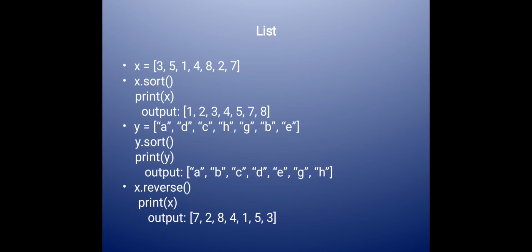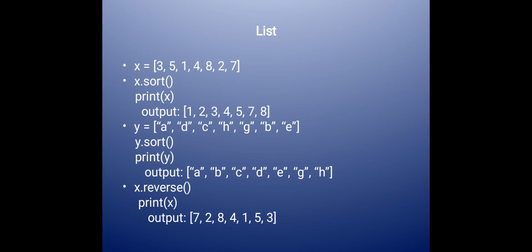Okay, so when it comes to alphabets, y is equal to a, d, c, h, g, b, e. y dot sort will provide an output like a list of a, b, c, d, e, g, h.